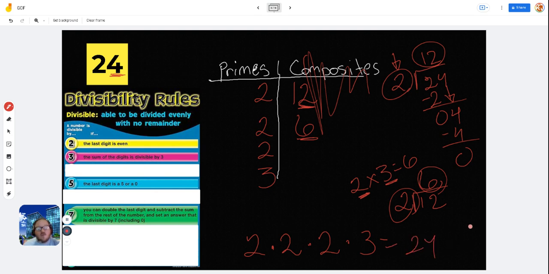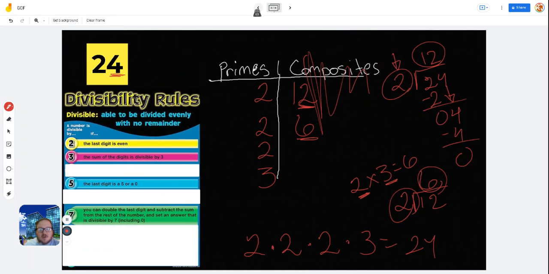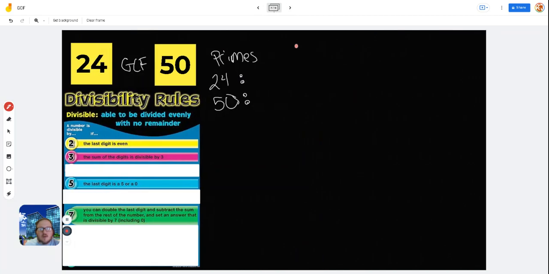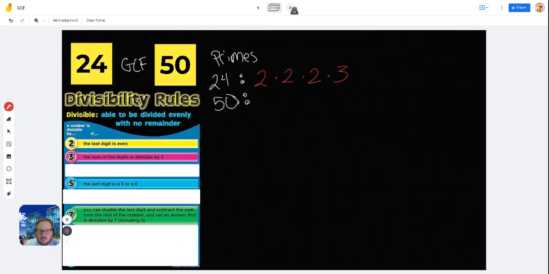Where I'm going to find the greatest common factor of these two numbers is when I list all my prime factors of 24 and 50. Let's look at the 24. It was 2 times 2 times 2 times 3. Okay, so I'm going to do that for 24. 2 times 2 times 2 times 3. And then we're going to look back at 50. That was 2 times 5 times 5. Okay, so it's going to be 2 times 5 times 5.